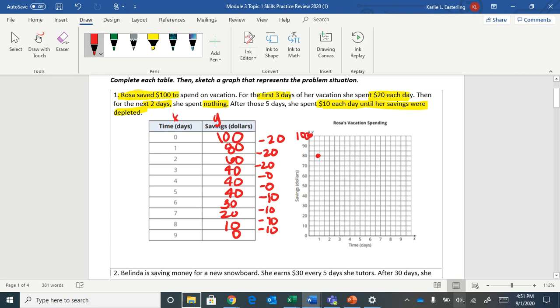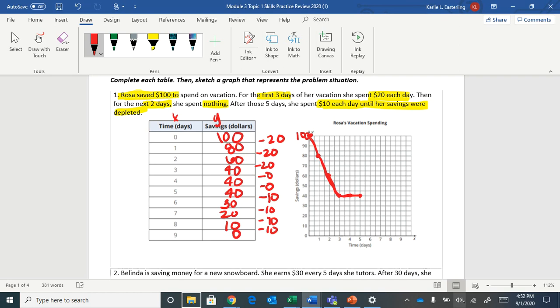And then 2, 60 right here. 3, 40 right there. And I'm going to go ahead and connect those dots, because that's our first piece of our graph. That's what makes these piecewise functions, because we're graphing different pieces. And then we will be at 40, so we have 4, 40, 5, 40. Again, that's our second piece right there. So that's why this is a piecewise function.